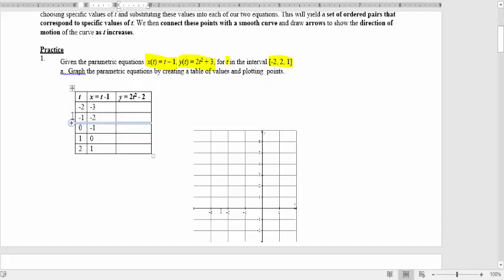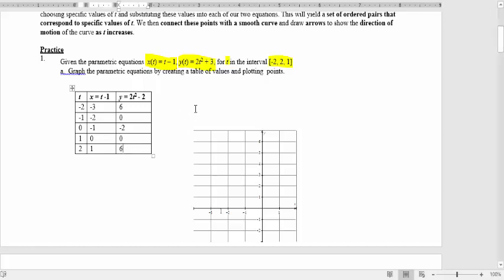And then my y values are 2t squared minus 2. So I'm not looking at the x column to fill in my y's. I'm looking back at the t column to fill in my y's. When I square -2, I get 4 times 2 is 8 minus 2 gives me 6. When I square -1, I get 1 times 2 is 2 minus 2 is 0. 0 minus 2 is -2. And now 1 and 2 are going to be the same as -1 and -2 were, because it's just t squared. So I'm going to get 0 and 6.